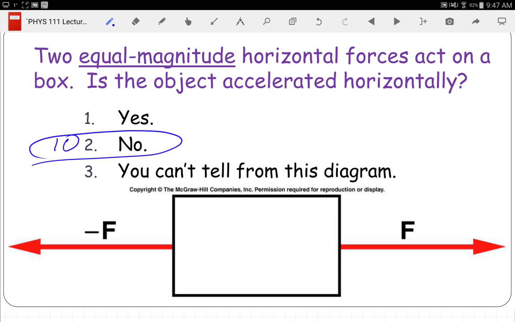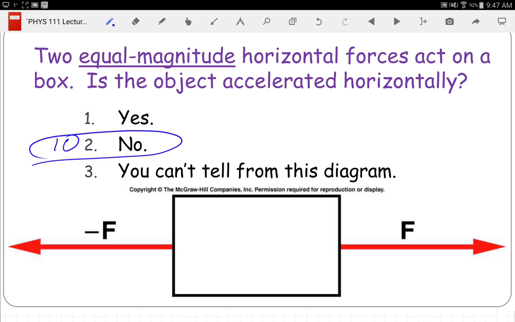Everybody said no, it doesn't accelerate. So since you all said no, it doesn't accelerate, I should be able to ask anyone and they'll give me the right answer, right? So, Colby, why is the answer no? Because the forces cancel each other out. Okay, the forces add up to 0. I reserve the word cancel for when you divide and get 1. That's why I changed your wording. I know what you mean.